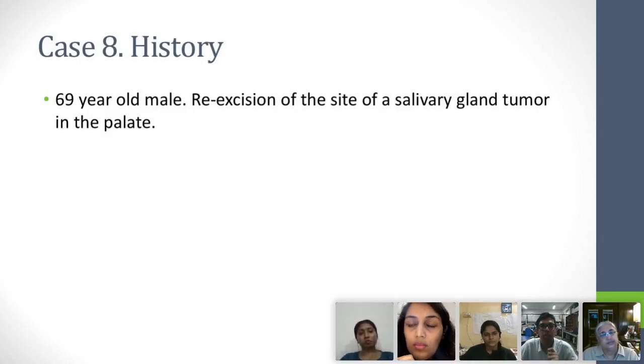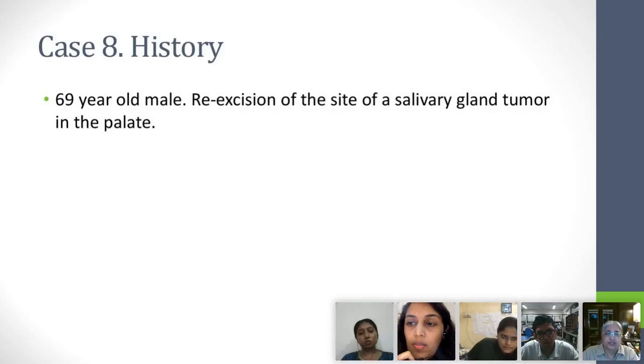69-year-old male, re-excision of site of salivary gland tumor is done in palate. Right. So what do you mean by that? What do you understand by that history? It is a recurring lesion. It's a recurrent lesion? Is that what you understand by this history, Ashish?